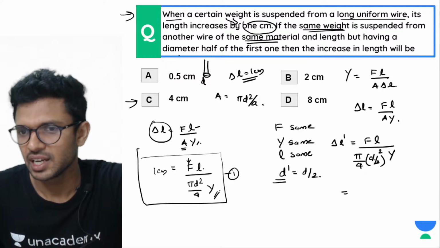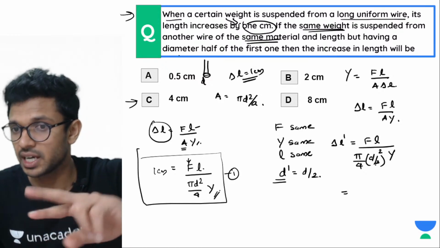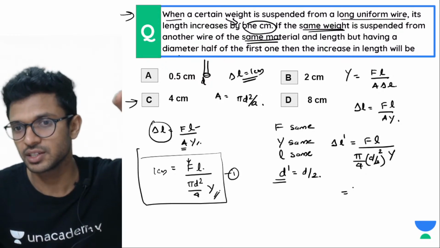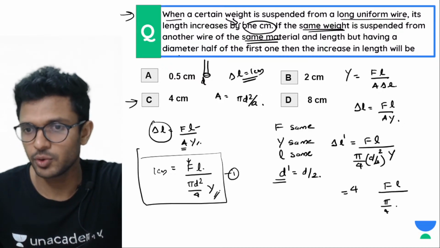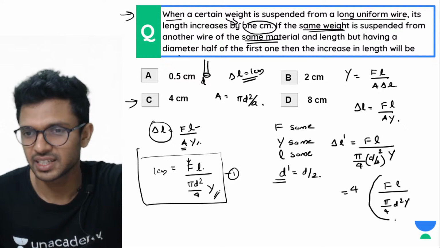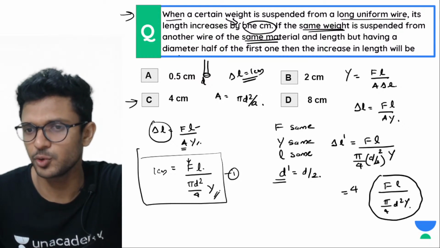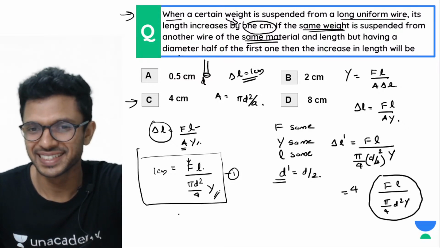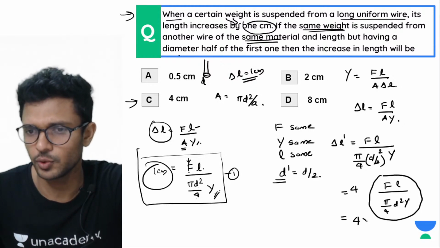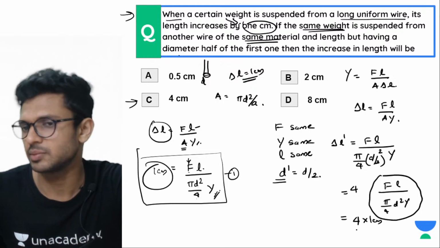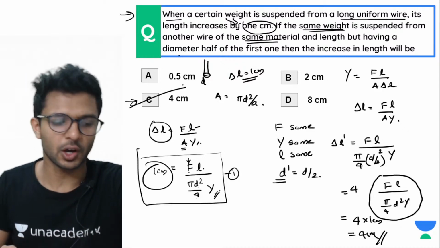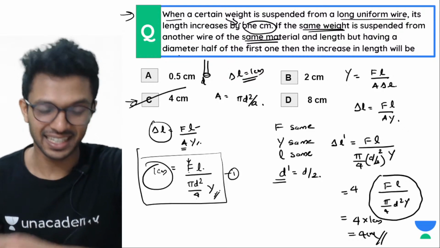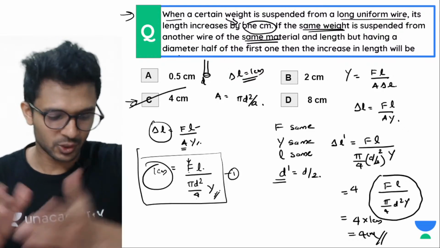Okay. 1 by 2 square is what? 1 by 4, right? This 1 by 4 will go to the numerator. So this will be 4 times FL divided by pi by 4 d square Y. What is this? FL by pi by 4 d square Y. Do you know? It is FL by pi d square by 4 into Y, which is our 1 centimeter. So 4 into 1 centimeter. This I am substituting as 1 centimeter. Our answer is 4 centimeters. Option C. Done, the answer is found, and happiness has come too.